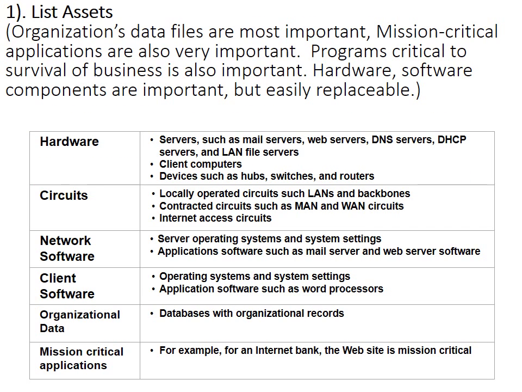First, you should identify the assets on the network. Organizations' data files are most important. Mission-critical applications are also very important. Programs critical to the survival of the business are also important. Hardware and software components are important, but easily replaceable. Evaluate assets based on their importance. However, prioritizing assets is a business decision, not a technology decision. The value of an asset is a function of its replacement cost, personnel time to replace the asset, and lost revenue due to the absence of the asset.